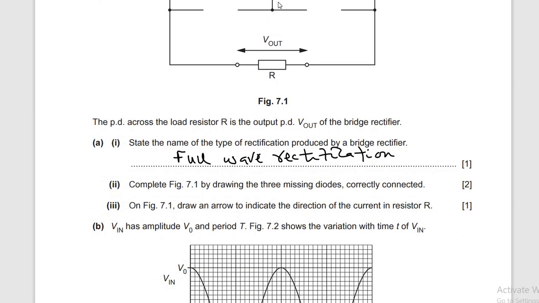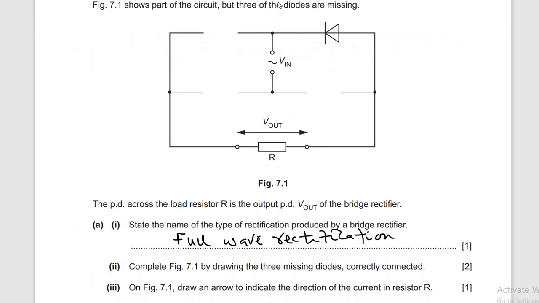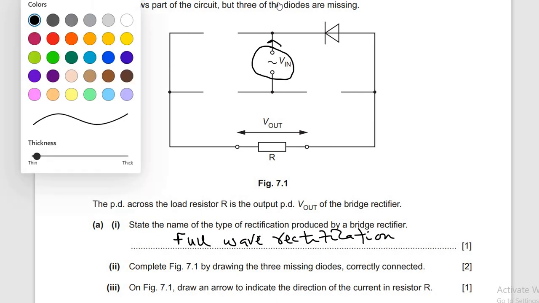Complete 7.1 by drawing the three missing diodes. They want to test if you know how the current flows, how it operates. Look at this symbol. That's alternating current. It will flow in both directions. It can go up or go down.